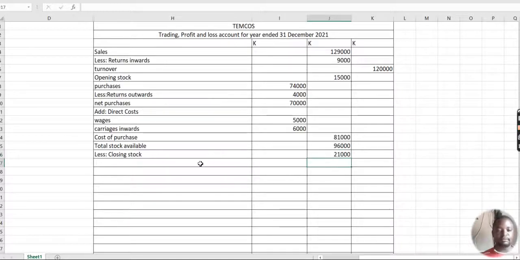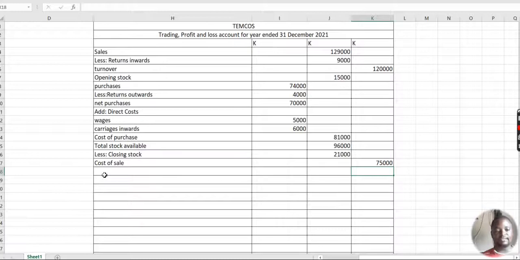So if we subtract closing stock from total stock available, we are going to get cost of sales. Cost of sales or cost of goods sold. So we are going to subtract this one minus this one, giving us as what? 75,000. So that's our cost of sales.